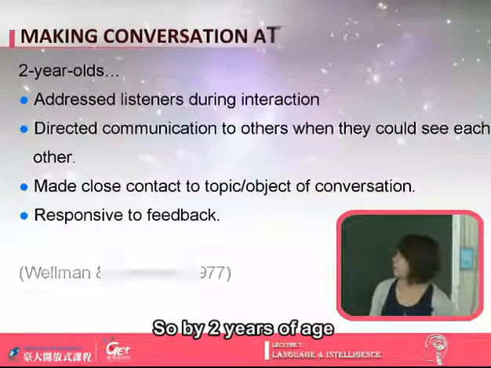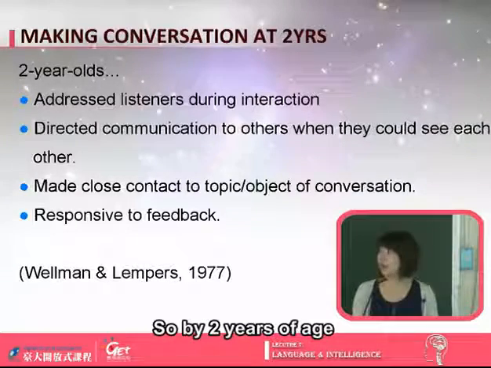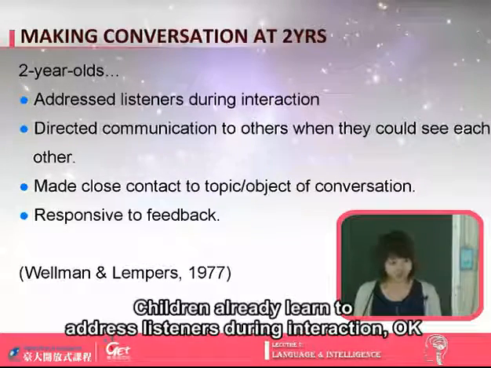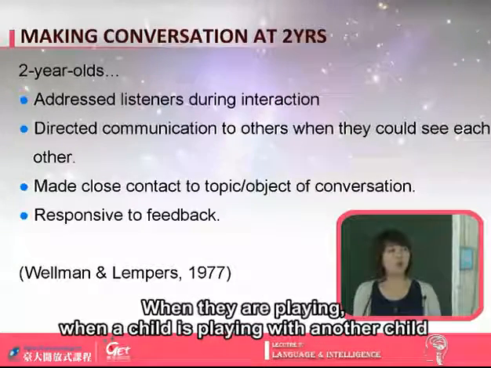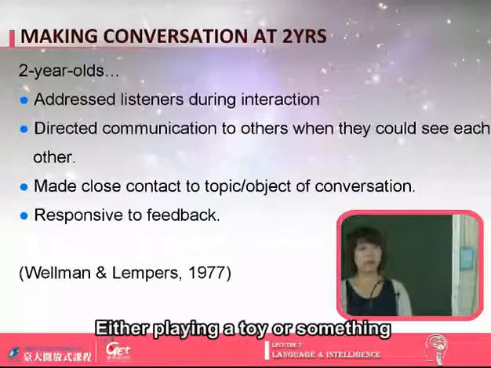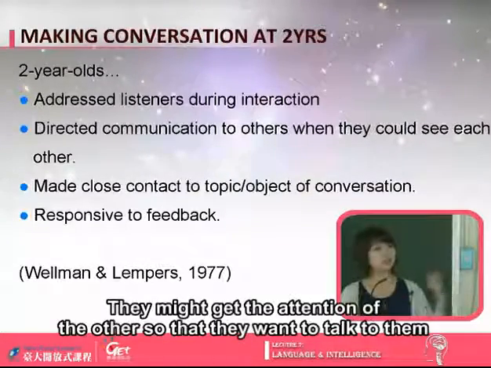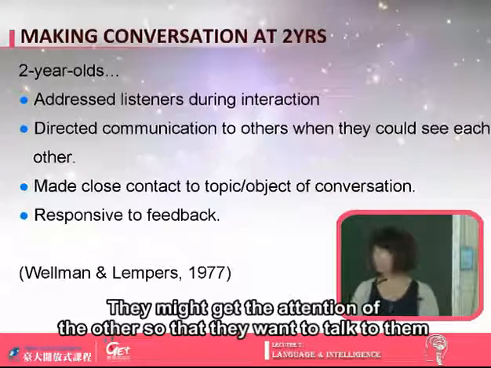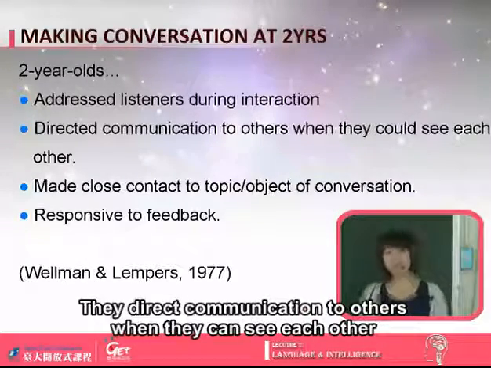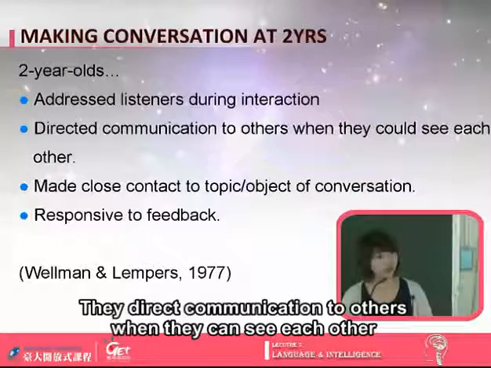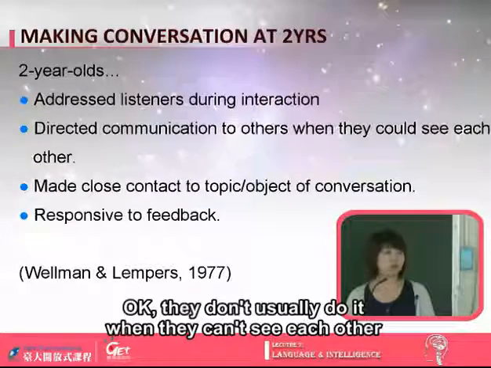So by 2 years of age, children already learn to address listeners during interaction. Okay, when a child is playing with another child, either playing with a toy or something, they might get the attention of the other so that they want to talk to them. They direct communication to others when they can see each other. Okay, they don't usually do it when they can't see each other.